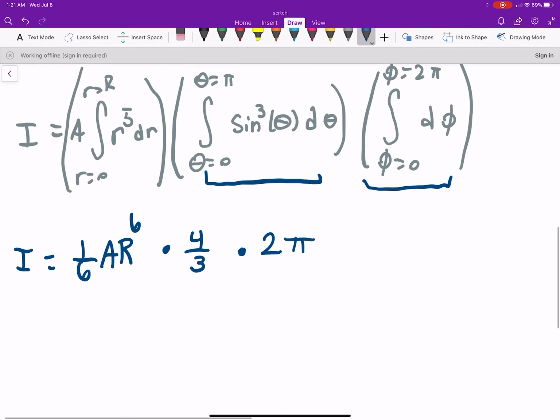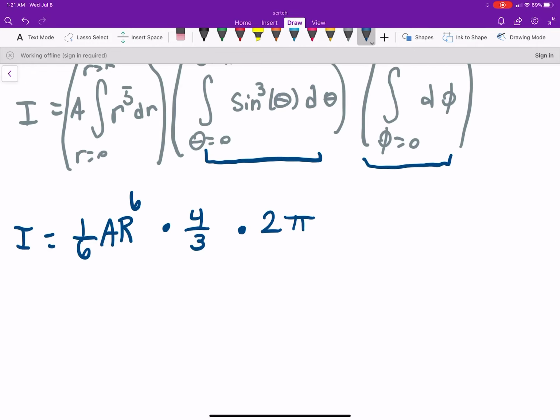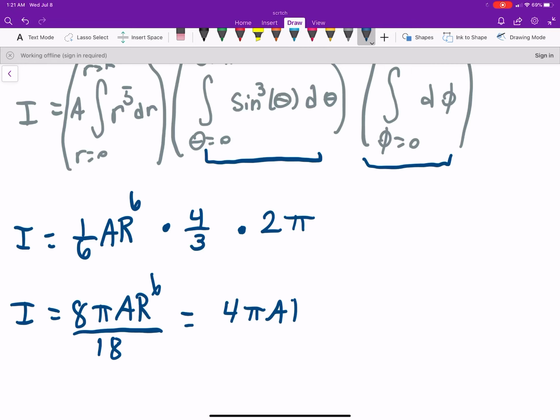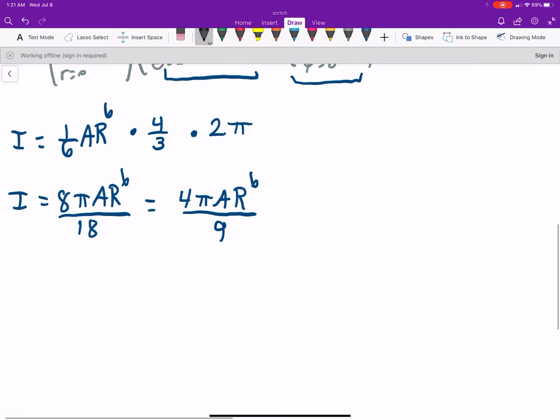Okay, well, let's see what we have. We have 8 pi A r to the 6 over 6, 12, 18. We can simplify that a little bit to be 4 pi A r to the 6 over 9. Well, that's all well and good, but the next thing that you might be curious about is the A. What is the A? Well, unfortunately, we have more work to do because we're not done yet.